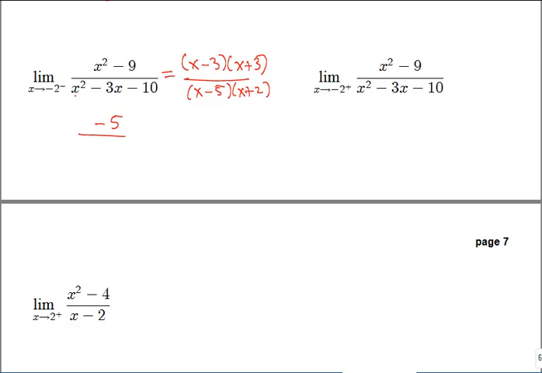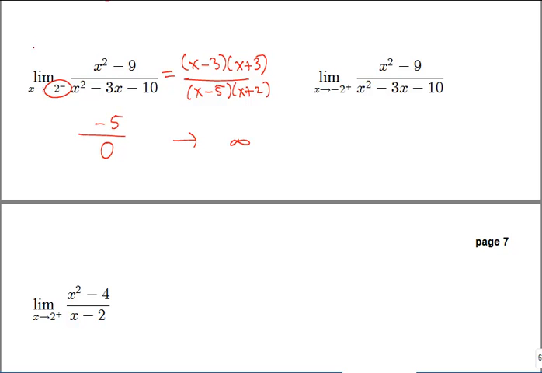The bottom is going to have to be a 0 because we know that x plus 2 is one of the factors. And if you plug in negative 2 into that factor, that's going to go to 0. Or if you did plug it in just to see, you'd get 4 plus 6, which is 10, and 10 minus 10 is 0. So this is going to a negative 5 over a 0, which we know is something infinite. But we need to look at our signs to see what that 0 is doing.